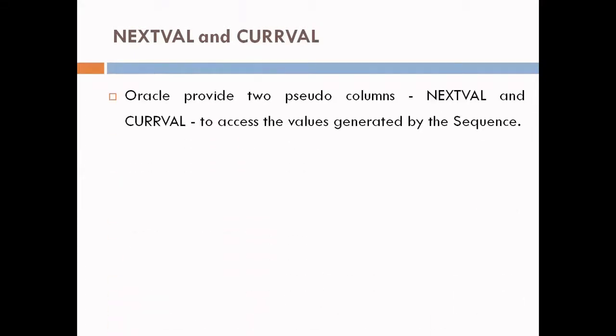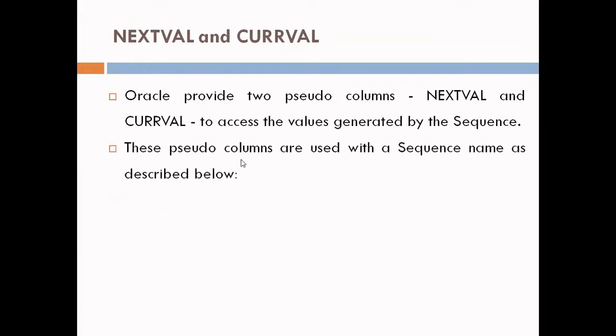Oracle provides two pseudo columns, nextval and currval, to access the value generated by the sequence. These two are pseudo columns, and both are available in the dual table, which is a system defined table. Whenever we are creating any sequence, at the same moment, it will store a value in these two columns. These pseudo columns are used with a sequence name as described below.